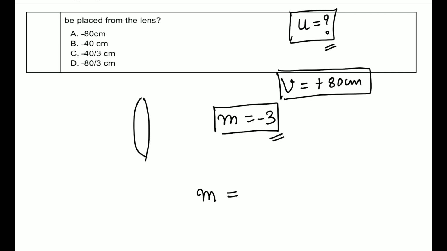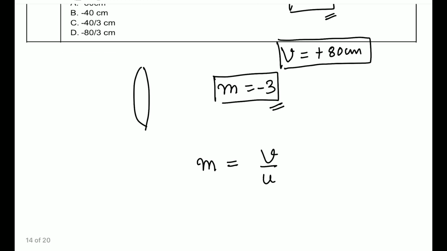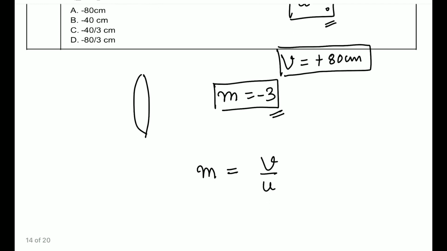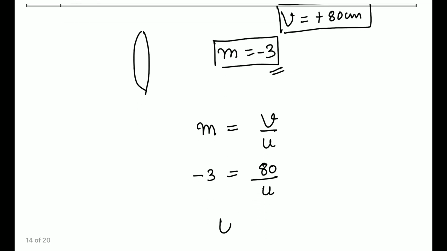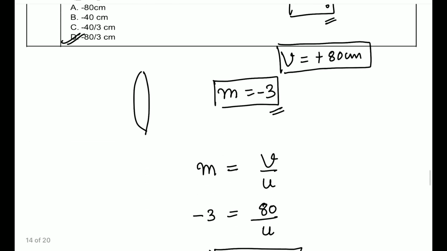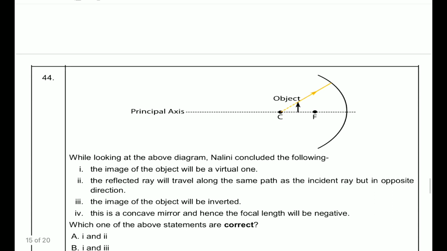Magnification for a lens is given as v upon u. The value of m is given to me, that is -3, and the value of v is also given, that is 80, and u is something I do not know. So u can be simply given as 80 upon 3 with a negative sign. So -80 upon 3 should be the answer. Is it there? Yes, option number D, -80 upon 3, is the answer. I hope you guys can understand. Okay, let's move to the next question.